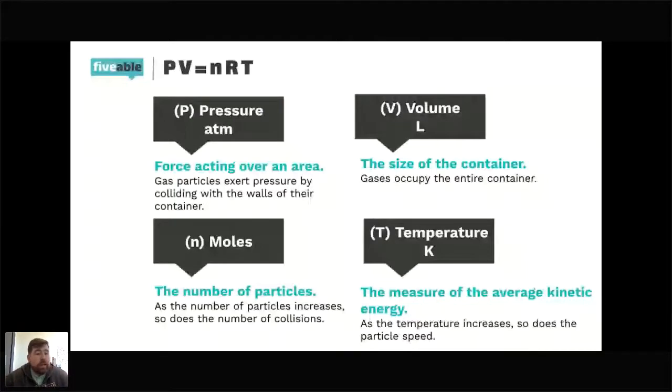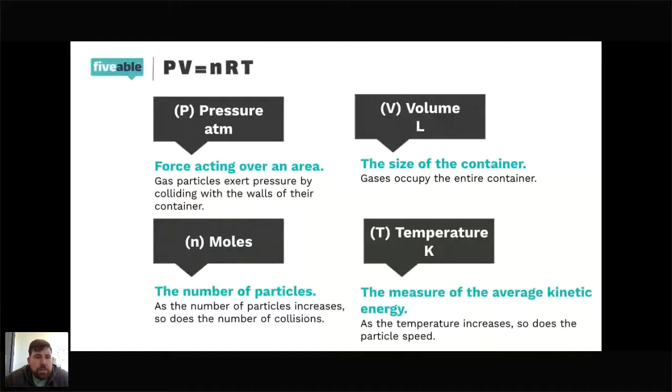You're under some pressure right now from the atmosphere. You're under 1 atmosphere of pressure. V stands for volume. It should always be measured in liters. It's just referring to the size of the container, because remember, gases occupy whatever container they're in. So whatever container you have, that is going to be the volume in liters. N is moles. Moles refers specifically to the number of particles. As the number of moles increases, the number of particles in a sample also increases. This will do things like increase collisions, which therefore would increase the pressure.